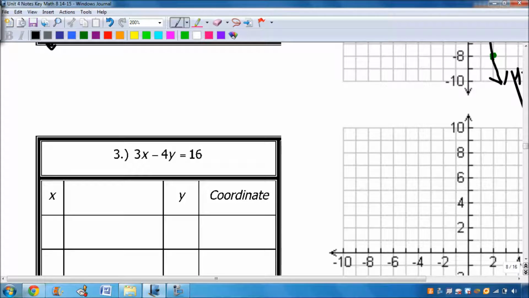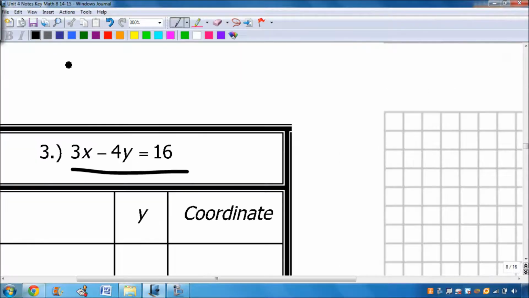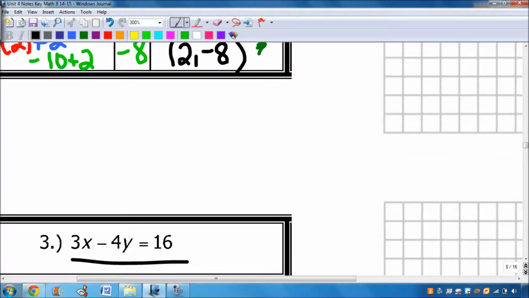The equation says 3x minus 4y equals 16. Now, if you notice right here, the y is not by itself, okay? So we need to get the y by itself. So what I'm going to do is rewrite the equation right on top so I have enough room to be able to get the y by itself, okay? So the first thing I'm going to do is look at what kind of a 4y it is. Because it's a negative 4y, I want to make it positive.